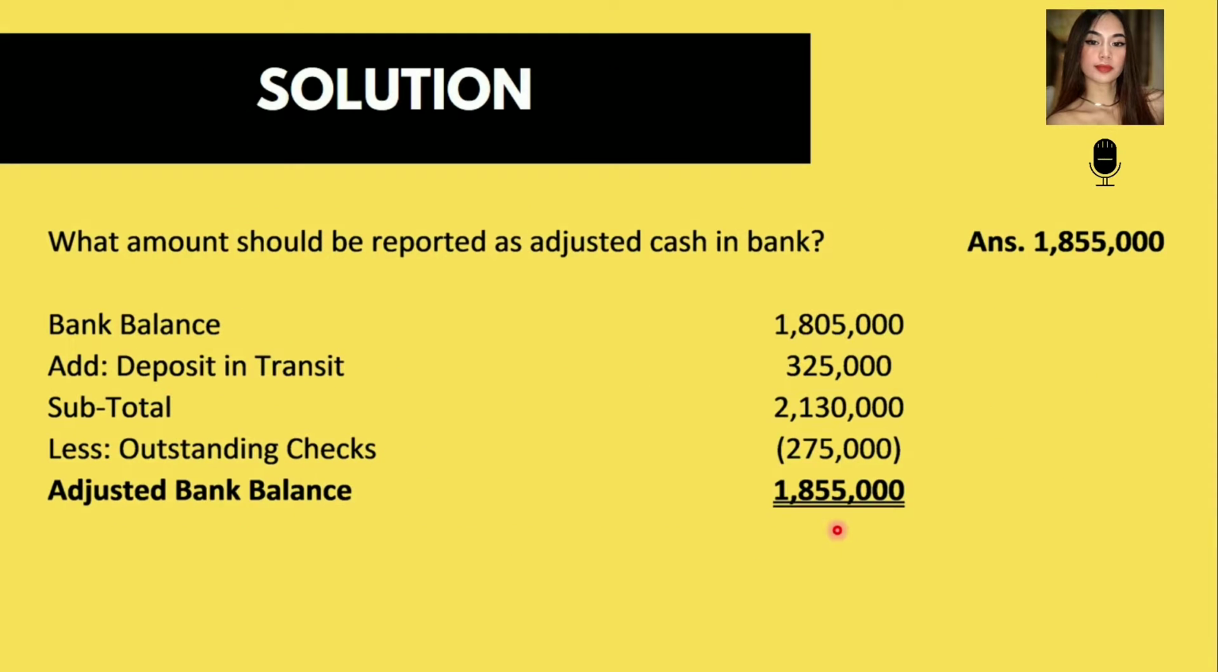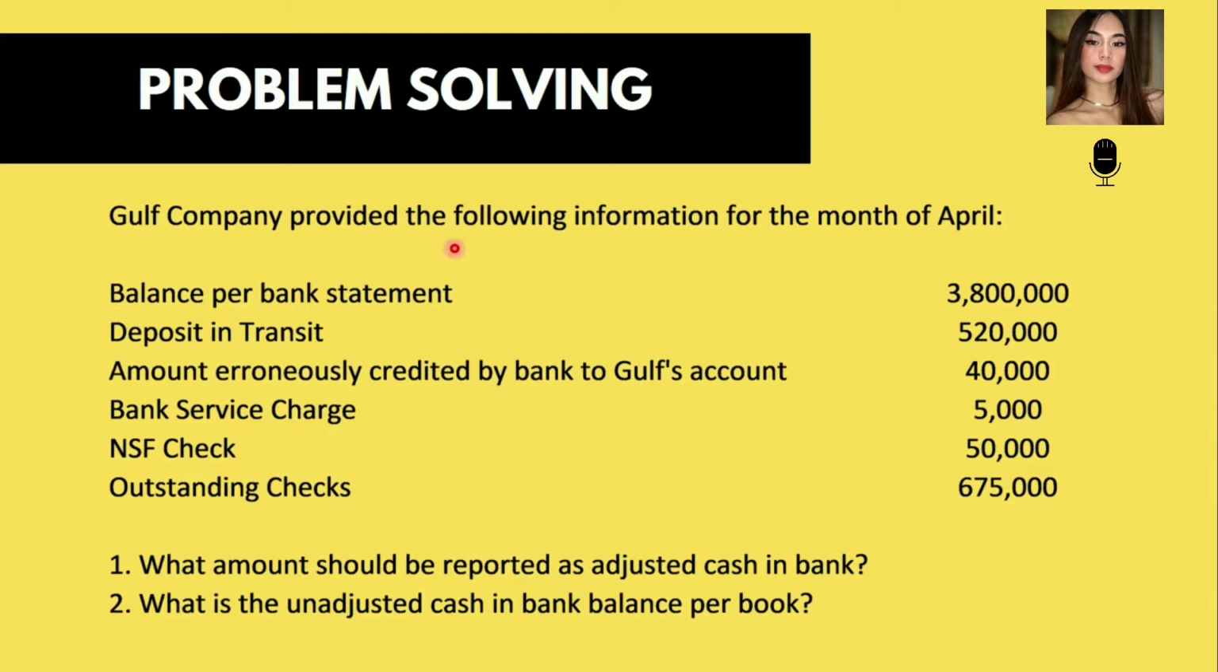So the answer is 1,855,000. So how did we get that? You need to add the bank balance amounting to 1,805,000 to deposit in transit amounting to 325,000. Its subtotal is 2,130,000. Then you less it with outstanding checks, which is 275,000. Therefore, the adjusted bank balance is 1,855,000.